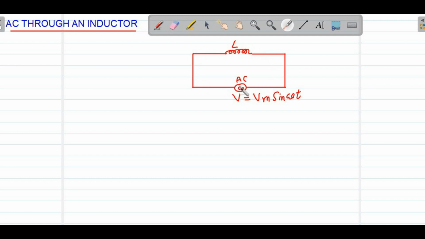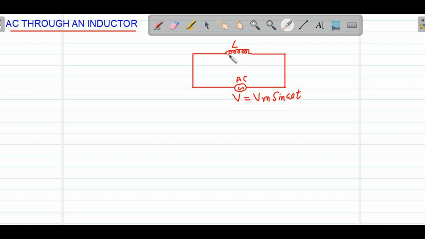According to Kirchhoff's loop rule, the algebraic sum of EMFs and the products of current and resistance in a closed loop must be 0. Here we don't have any resistance in this circuit. We have two EMFs here. One is the voltage produced by the generator, Vm sin omega t. Another EMF is induced in the coil because of its self-inductance.